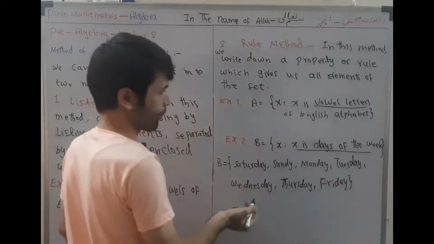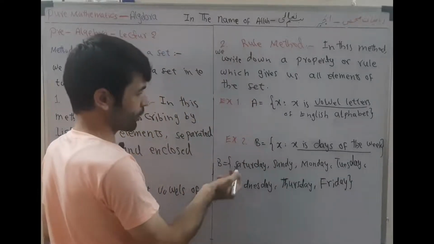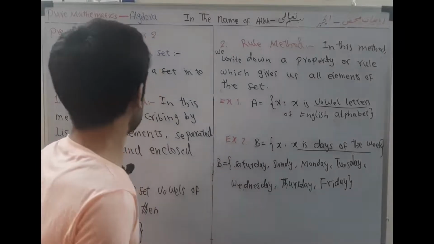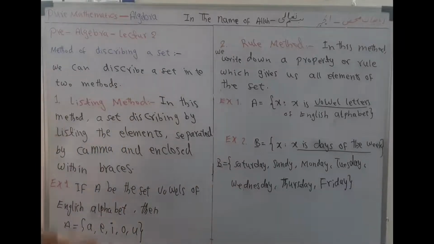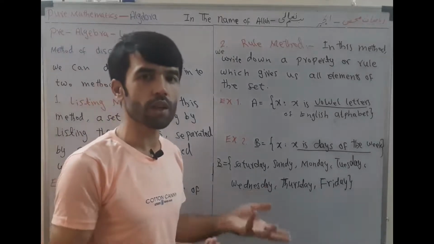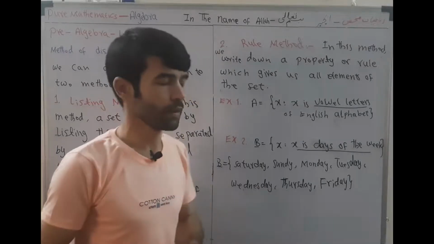Both of them describe the set B in these two methods. It was the method of describing a set. Two methods are there, listing method and rule method. In listing method, we write all elements inside braces, and in rule method, we write down a property which gives us all the elements of the set.